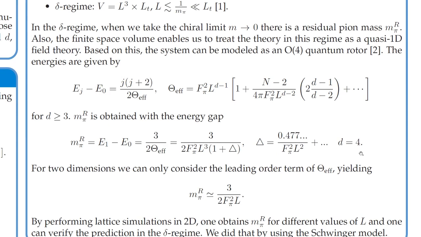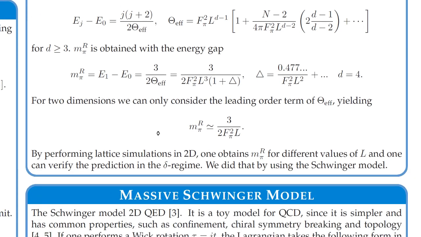For example, due to the fact that we are dealing with a small space volume, in the chiral limit the pion does not become massless, and instead there is a residual pion mass different from zero. Also, the small spatial size allows us to treat chiral perturbation theory in the delta regime as a quasi-one-dimensional field theory. Based on this, Hasenfratz and Niedermayer performed some analysis where they found that in four dimensions the residual pion mass has this approximate behavior. We can see that it should go as 1 over L to the third, and in two dimensions it should go as 1 over L.